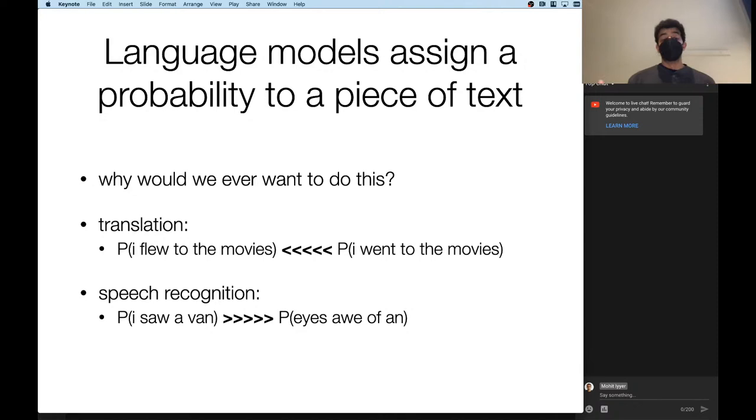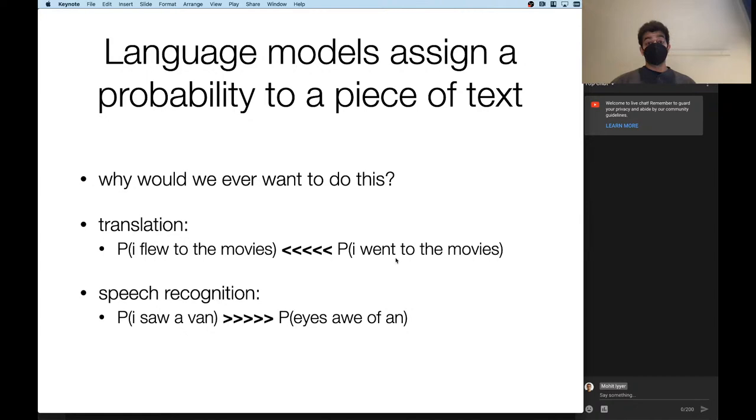So let's say that I have a machine translation system, and my machine translation system takes in some text in, say, French, and it outputs a set of candidate translations for that sentence. So one of those candidates could be, I flew to the movies, and the other is, I went to the movies.